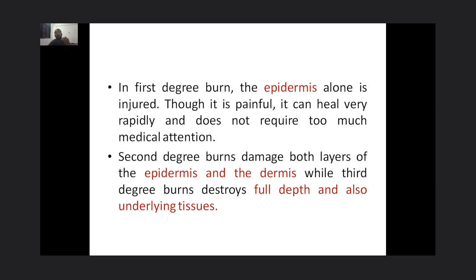So eventually after 1 week or 2 weeks you will get new cells or a new layer of the skin, right? Everyone might have experienced that. The second degree burns damage both layers, the epidermis and the dermis, while the third degree burns destroy the full depth and also the underlying tissues. Whatever underlying tissues are there will be gone. So that will be a severe injury.